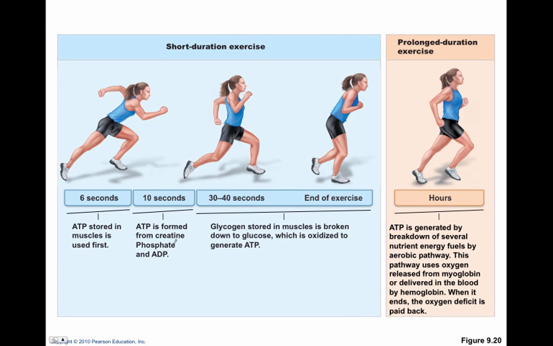So this is kind of a cool chart out of your book, just saying that at 6 seconds, we're burning the ATP that's stored in the muscles. At 10 seconds, we're forming ATP from creatine phosphate and ADP. At 30 to 40 seconds to the end of exercise, the glycogen that's stored in muscles is broken down to glucose, which is oxidized to generate ATP. We see glycogen as a storage version of a chain of glucose molecules that we take a look at within muscles and the liver. Then at prolonged duration exercise, we see that ATP is generated by the breakdown of several nutrient energy fuels by aerobic pathway.